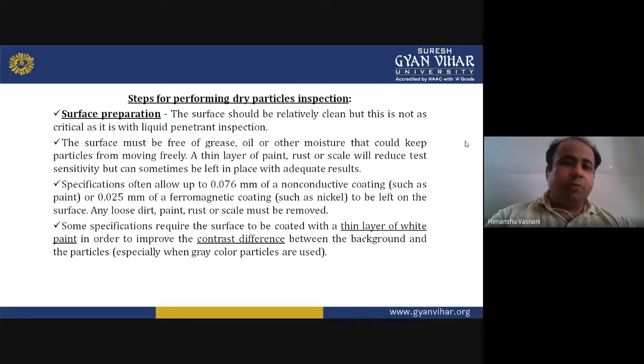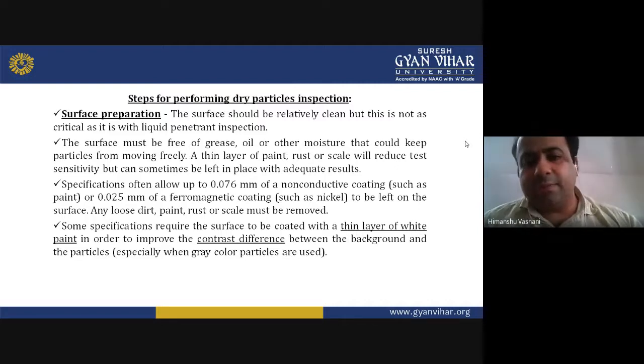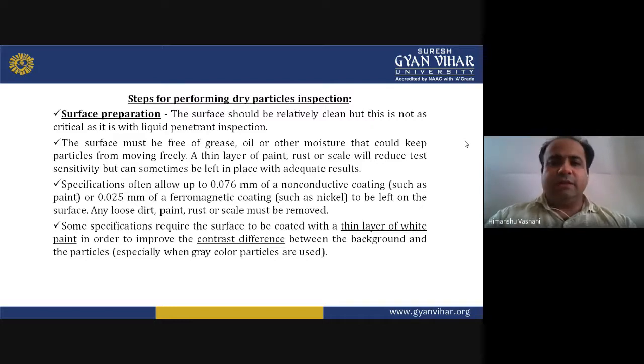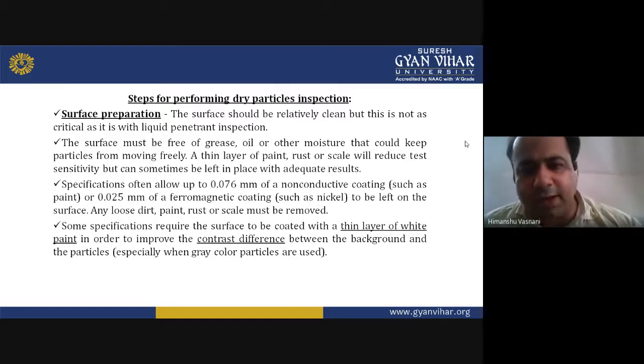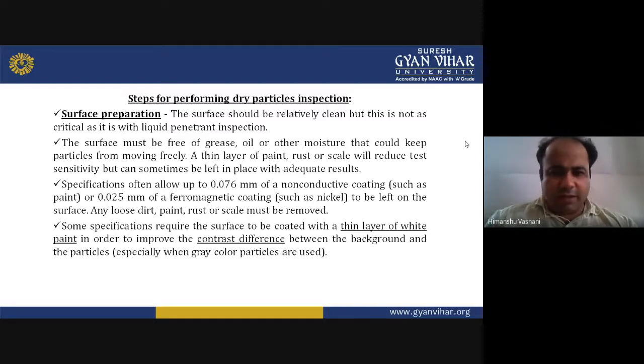Specifications often allow up to 0.076 mm of a non-conductive coating such as paint, or 0.025 mm of a ferromagnetic coating such as nickel, to be left on the surface. And any loose dirt, paint, rust or scale must be removed.